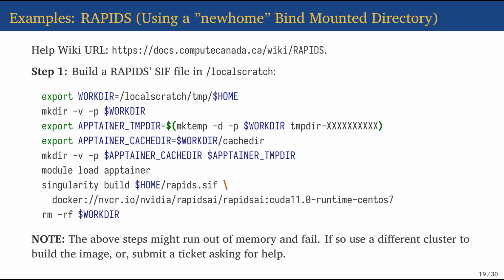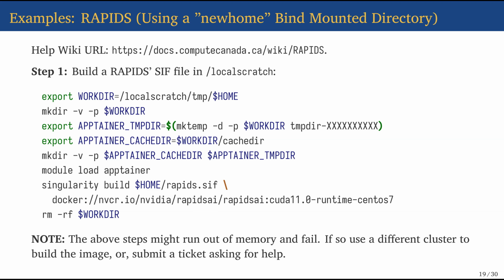Now, exactly where in local scratch to use is a little bit hard to say. So what I have here on the slides is, let's set an environment variable workdir and make it local scratch /temp $home. But you could say workdir is somewhere in scratch, somewhere in your home directory or whatever. Just make sure it's somewhere you have space and it's a reasonably fast file system, because Singularity will do a lot of reading and writing and you will wait a long time. Then you make that directory.